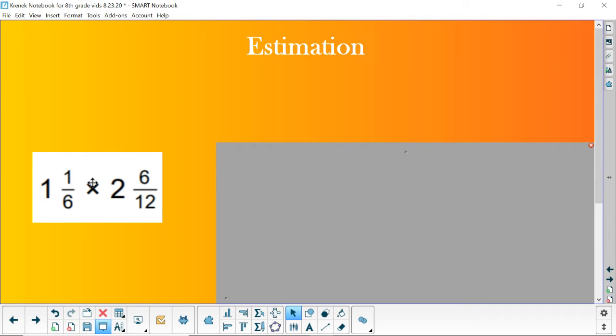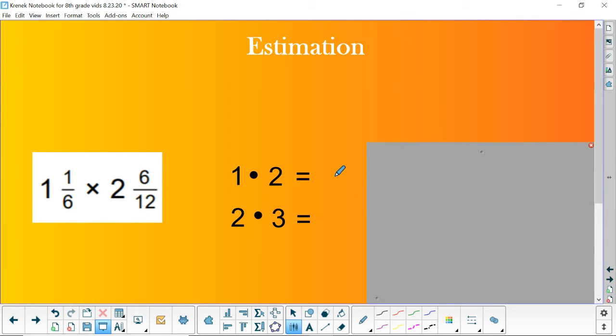Let's take a look at this problem. So this one, we have 1 1/6, and we're going to multiply that by 2 6/12. So let's take a look at what would happen if we round down. We would have 1 times 2. And if we round up, we would end up having 2 times 3. So 1 times 2 would be 2. And 2 times 3 would be 6.